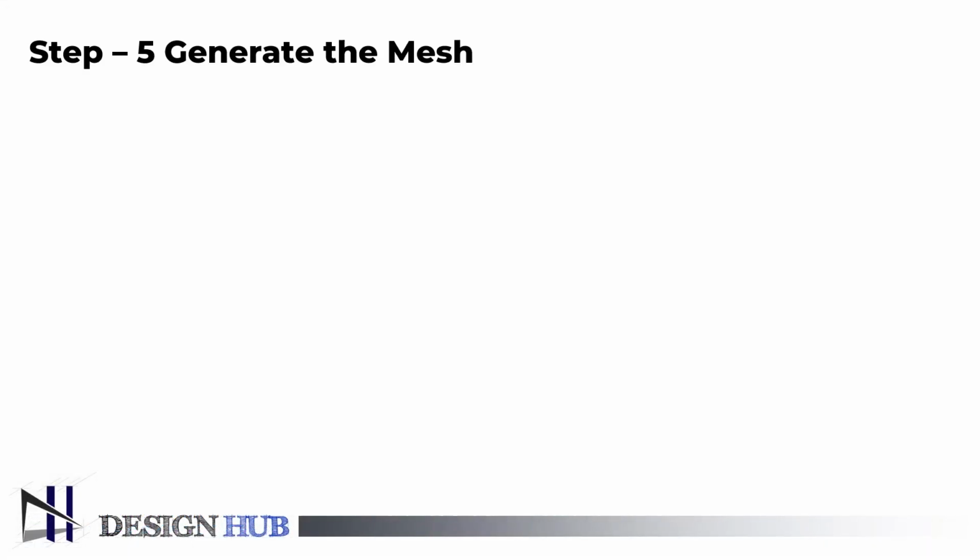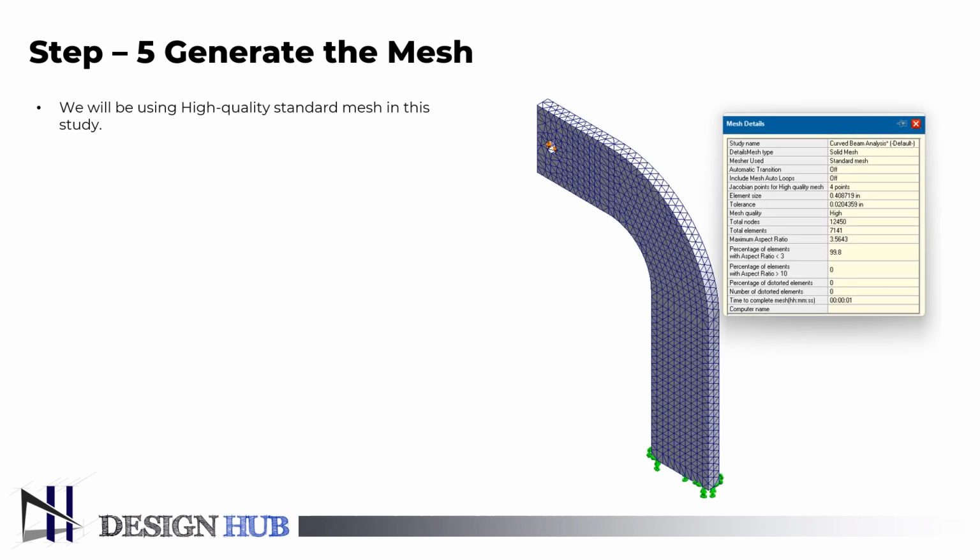Step 5 is about generating a high-quality mesh. We will be using high-quality standard mesh in this study. Additionally, Jacobian 4-points mesh will be used. A variety of mesh information is displayed in the Mesh Details panel. Take note of the model's nodes and elements as you scroll down the list. As a result of the automatic mesh generating process, numbers may somewhat change.